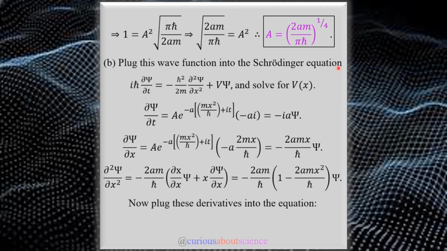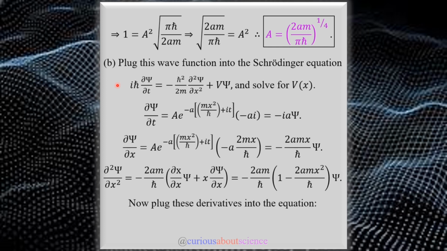Part B though, we have to plug this wave function into the Schrodinger equation and solve for the potential energy function V of x. If you don't recall the Schrodinger equation, I have it written out here. In my approach, it's easiest to find out what the derivatives are before substituting them into the equation, because otherwise this gets messy real quick.